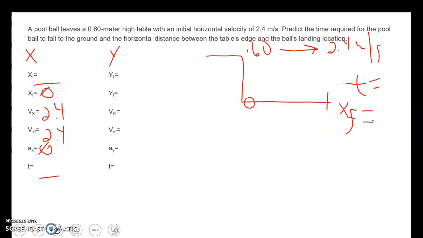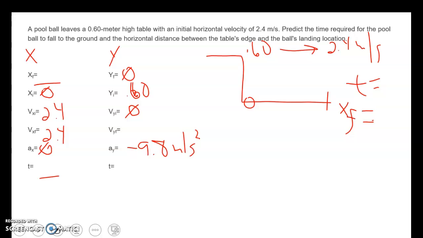Now I know I'm 0.6 meters high. I start off at 0.6 meters, and I finish on the ground. So it's 0.6 initial position, 0 final position. Y velocity, since I'm launching horizontally, my y velocity is 0. And in the y, acceleration, and we're going to assume on Earth, is 9.8 meters per second squared. So I have acceleration, and this is going to look very similar to the last problem.